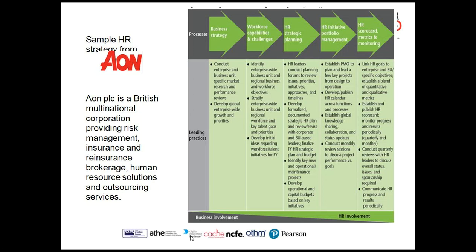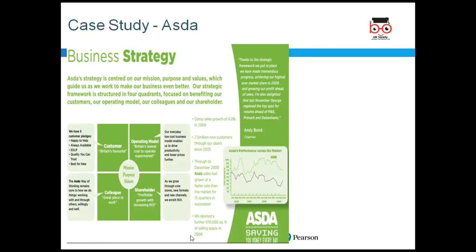Then, for HR strategic planning, their HR leaders conduct a planning forum to review the issues, priorities, initiatives, approaches, and the timeline. Then they have HR initiative portfolio management. They use HR scorecard metrics and monitor. Of course, we need to monitor whether the HR policies we have are effective or not. Any question? No? Okay.